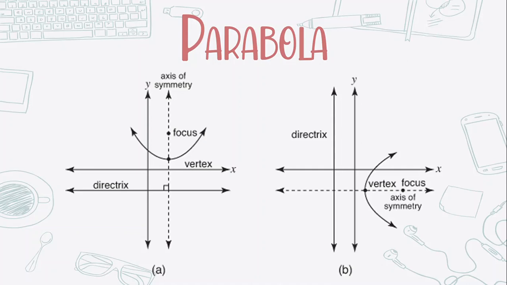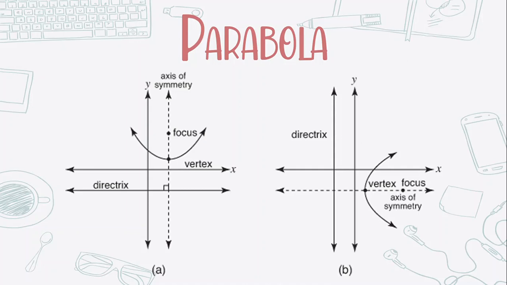One of the most important properties of a parabola is it can either open upward, downward, to the right, or to the left. As you can see in our illustration here, we have a parabola that opens upward and to the right. Now, how can we determine in which direction our parabola will open depending on its equation?